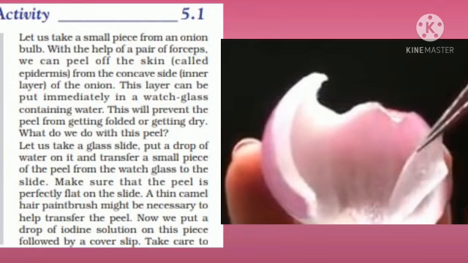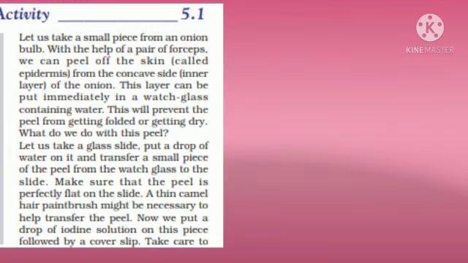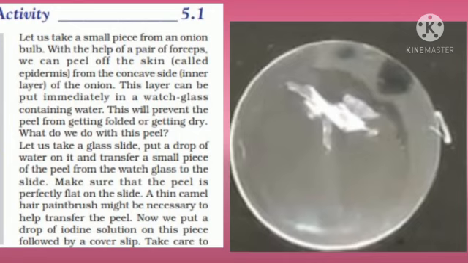With the help of forceps, peel out the skin from the concave side of the onion. That is this portion of the onion. Now what we have to do is take out this layer and immediately put it in the watch glass containing water.